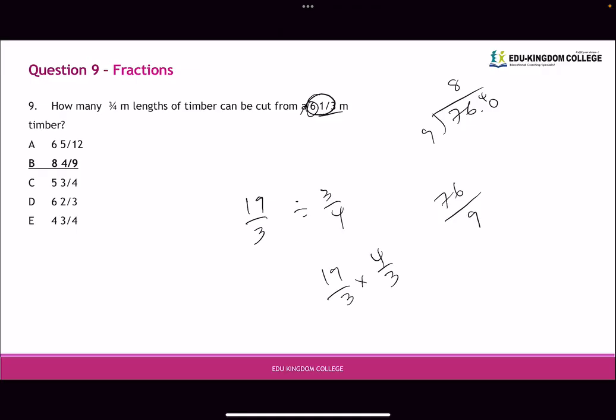Remainder 4. That's going to give us a repeater. The only number that starts with 8 here is B. Okay, so that should be it.